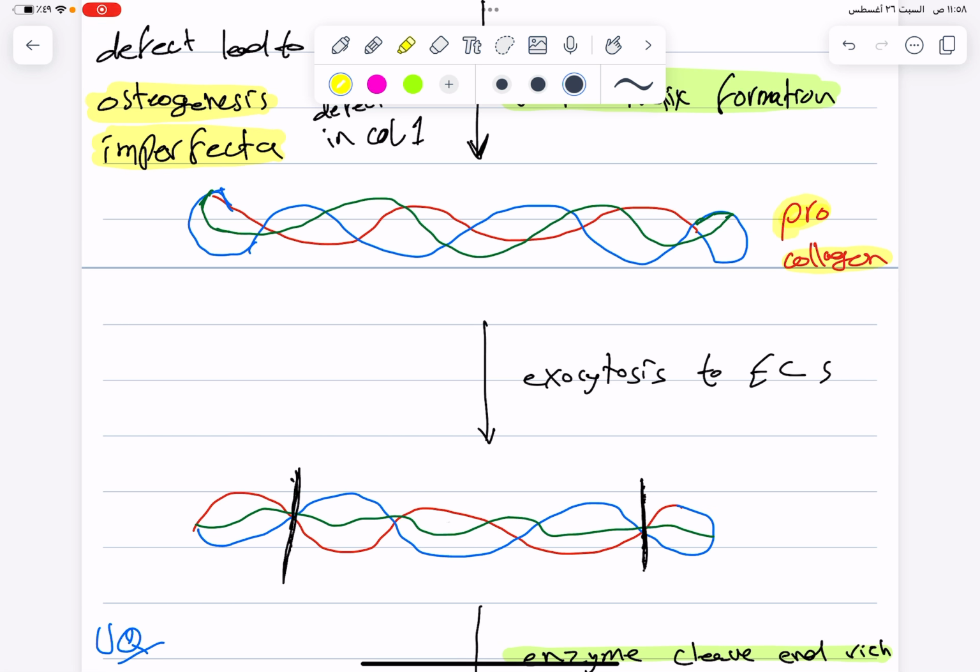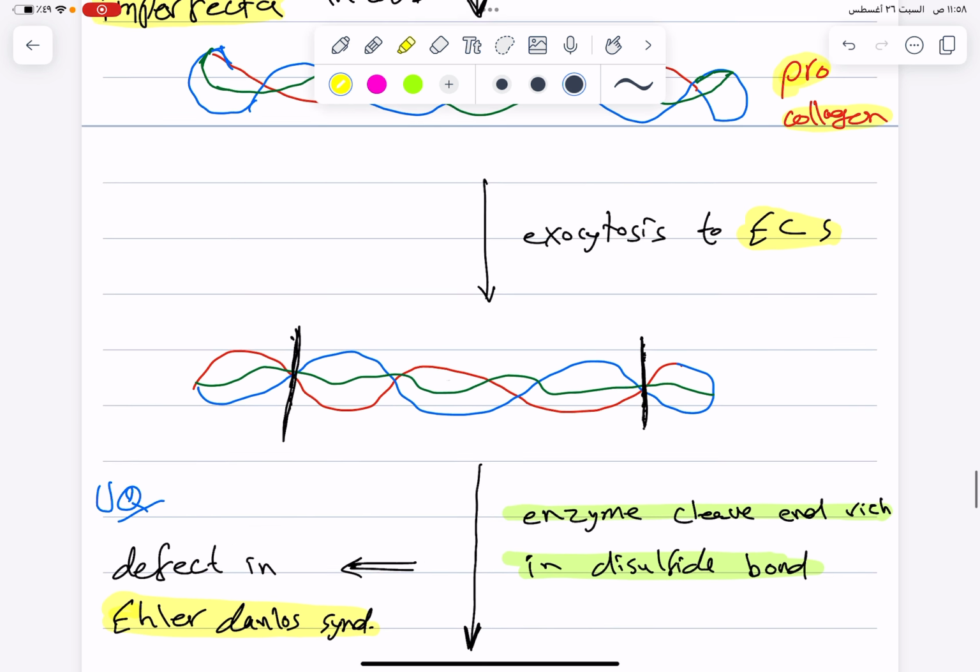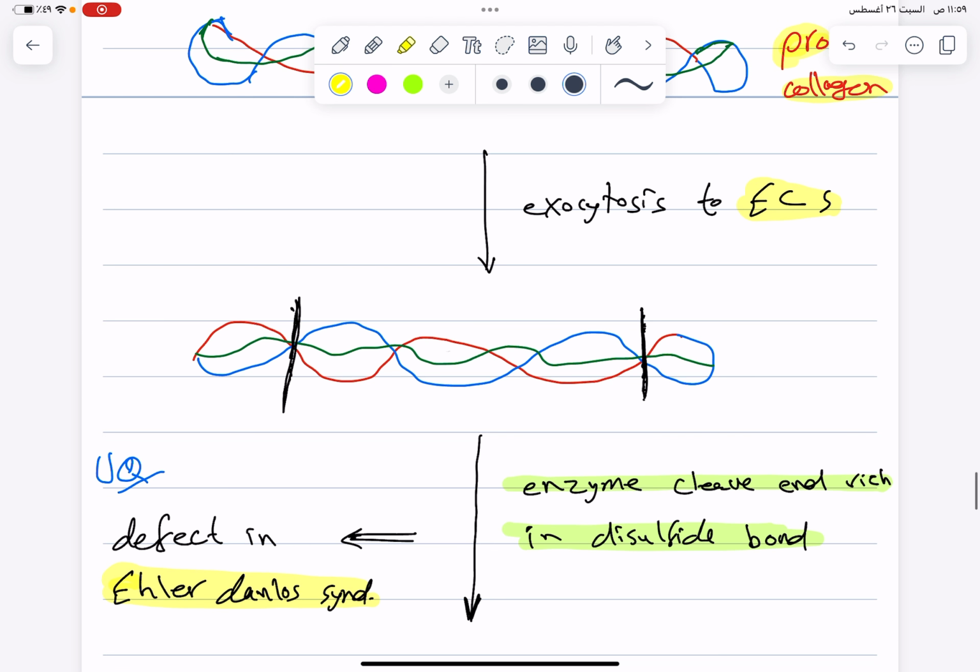All the previous steps occur in the cytoplasm or in the rough endoplasmic reticulum. I will also mention that no step in collagen synthesis occurs in the nucleus. This is a wrong answer on UWorld or on the exam.